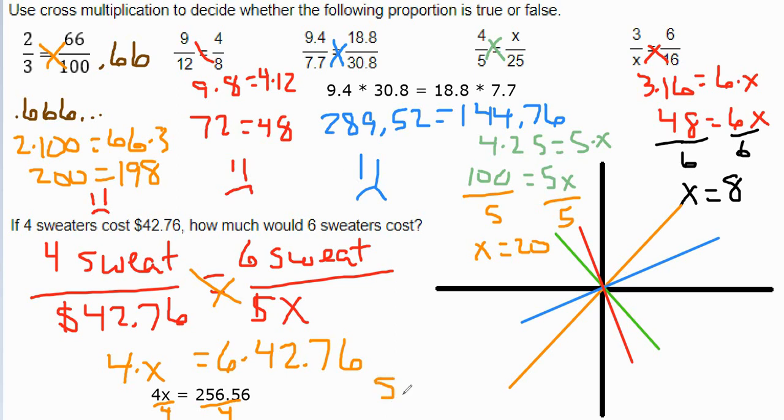And do a mental check, because it's very easy to just make a computational error. You may have written your units wrong. If 4 sweaters cost $42.76, then 6 sweaters will cost more than that.